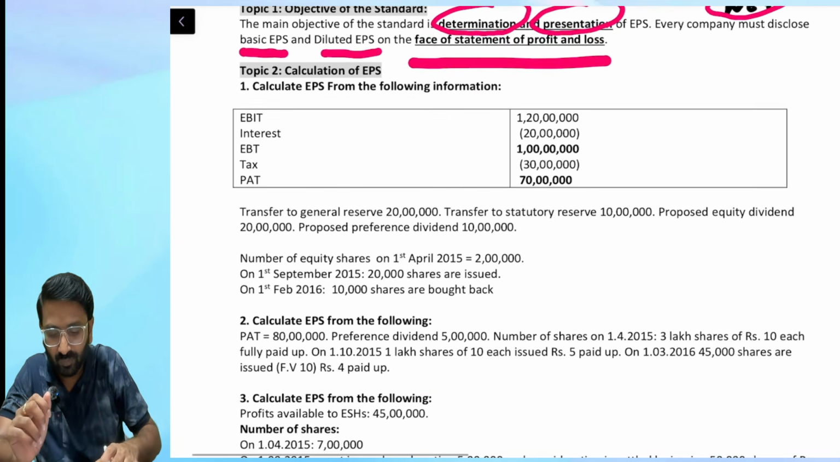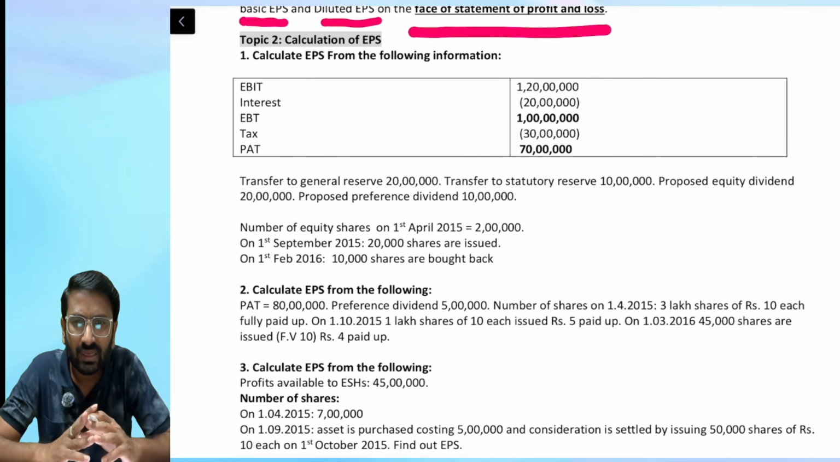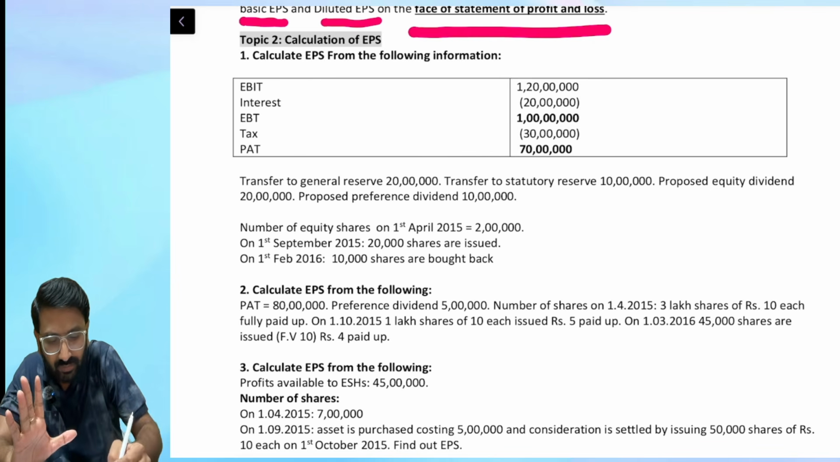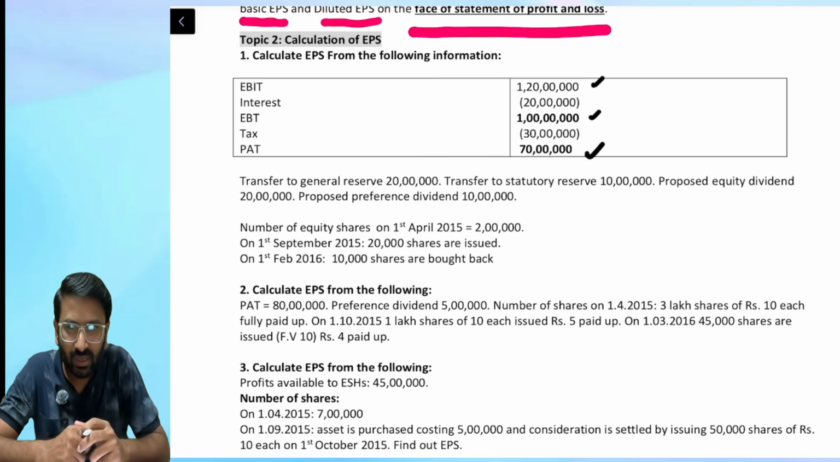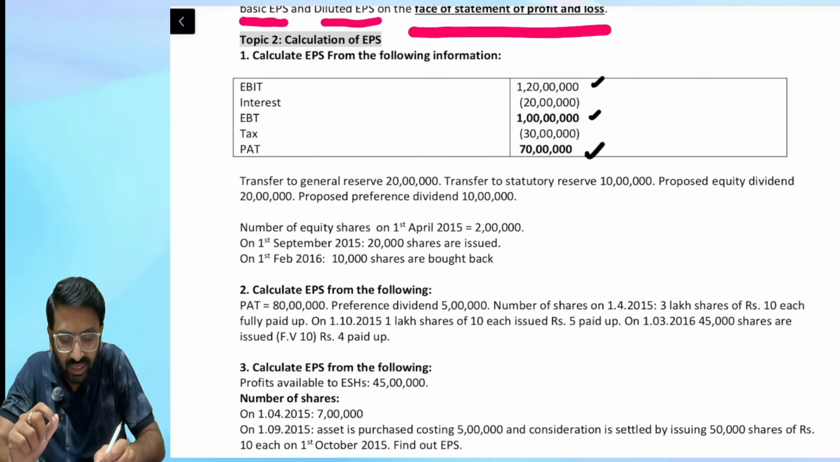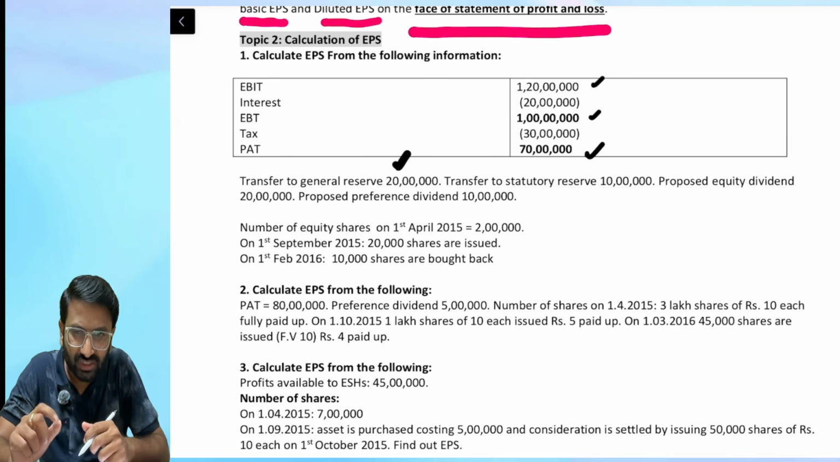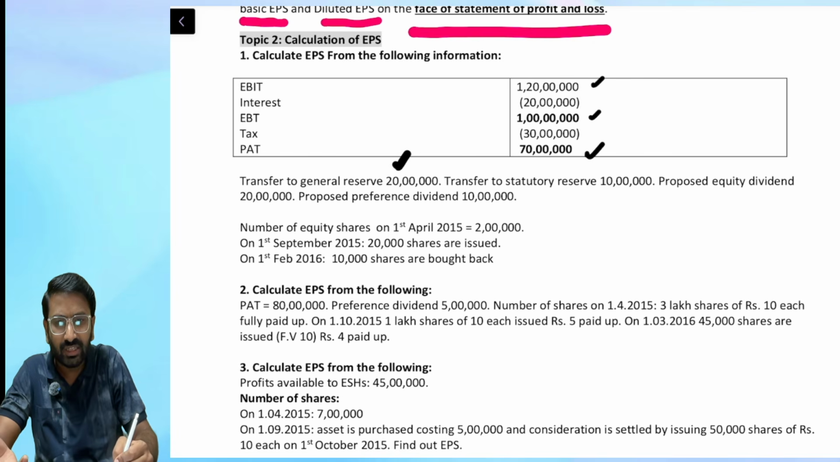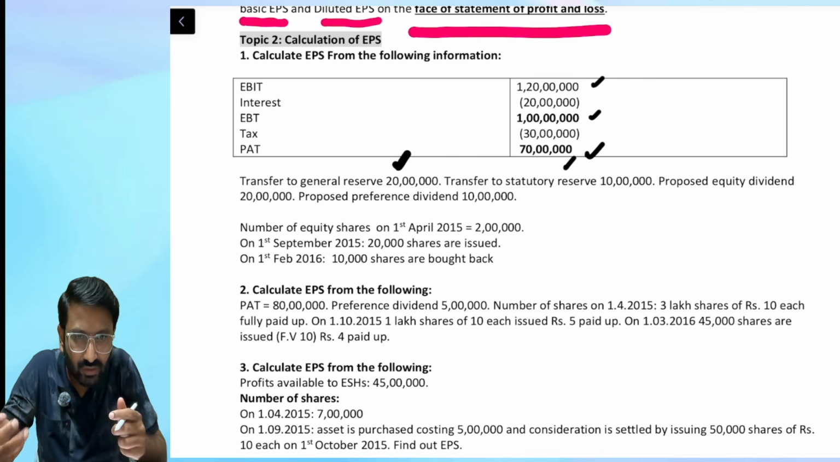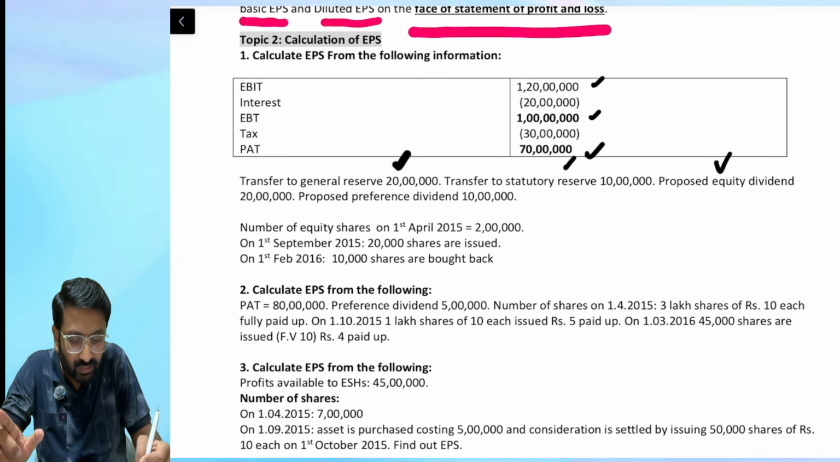First one, let's take an example. Calculation of EPS. Look at the example given to you. EBIT is given, EBT, profit after tax. From the profit after tax, they're transferring some amount to general reserve. Can I say that general reserve belongs to the equity shareholders? Then there's a transfer to statutory reserve, proposed equity dividend, proposed preference dividend.